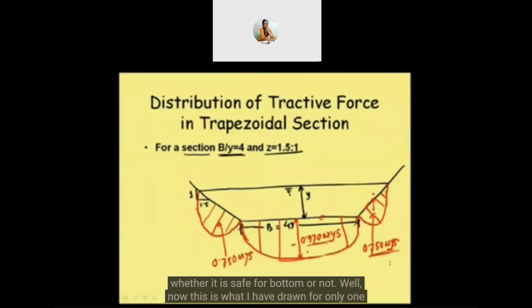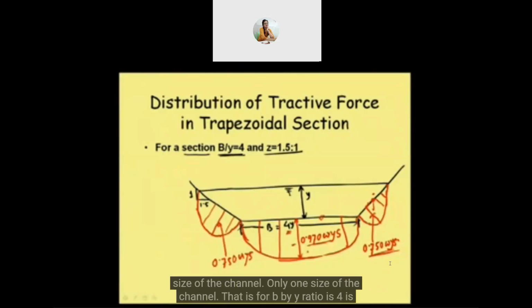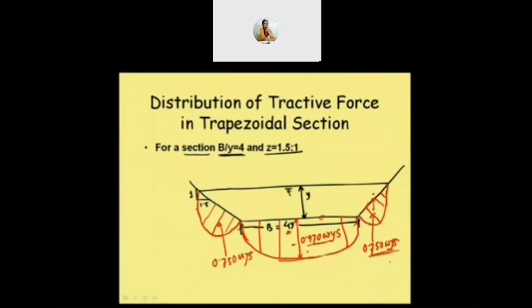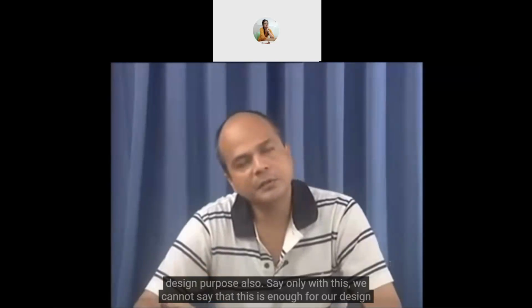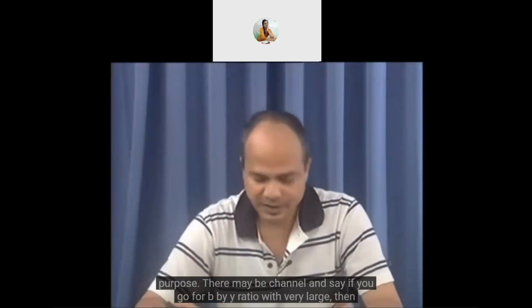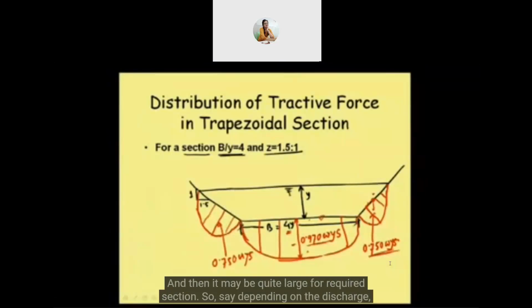Well, now this is what I have drawn for only one size of the channel, where B by Y ratio is 4:1. But they conducted experiments for different channels, and for our actual design purpose, we cannot say that this alone is enough. If we go for a very large B by Y ratio, then sometimes it may not be the channel which we require, and it may be quite large for our required section. So depending on the discharge that needs to be carried, our B by Y ratio may be small. If the discharge is large, our B by Y ratio will also be large.